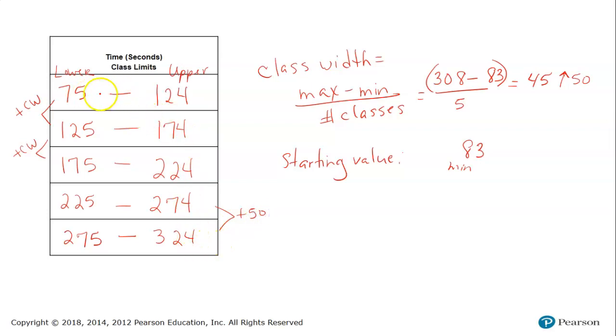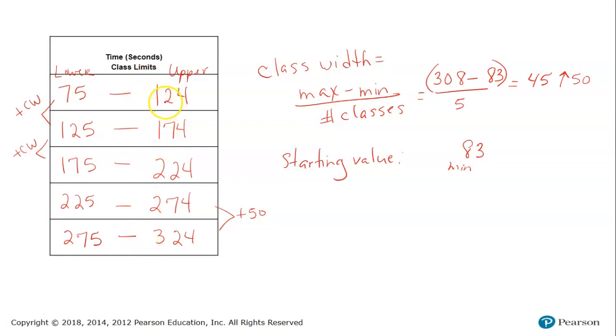This is how we go through and set up our class limits. One thing we want to be sure of is that when we look at our values, everything is going to fit. Our smallest value was 83, so it's going to be in this first class, and our largest value was 308, and it would be in the last class. That's what you want to have happen. You don't want to have no data values in the first or the last class. You can have zero data values in other classes, but you just can't have it in the first or the last class.